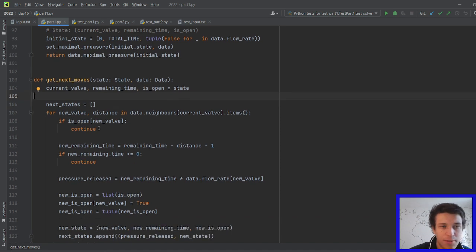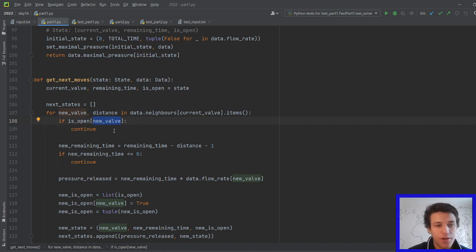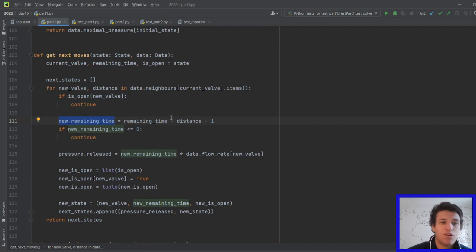Okay, so what will be the new states or next states? For that, we consider all the neighbors of the current valve. If the neighbor is already open, there's no point going there because we cannot release any extra pressure by doing that. So we continue. Otherwise, we'll look at the remaining time once we arrive at the new valve. This will be the remaining time we have now, minus the time it takes us to go, which is the distance, and minus 1 because it takes us 1 minute to open the valve.